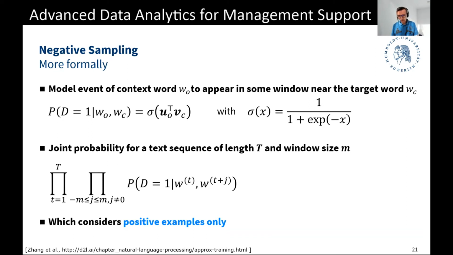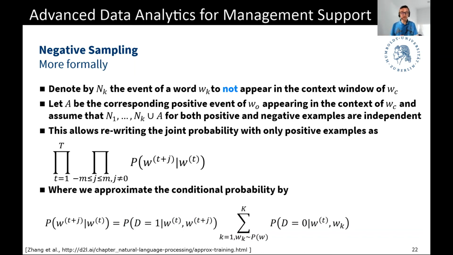And now, negative sampling. So let's denote the event of some word k not appearing in the context of our central word w_c. Denote that event by N_k. And then the positive event of some actual context word w_o appearing in the context of w_c, we could denote by A. And then we can consider a bunch of negative examples, k, denoting the corresponding negative events, N_1, N_2, N_3, up to N_k.